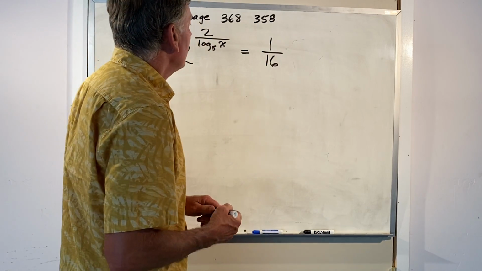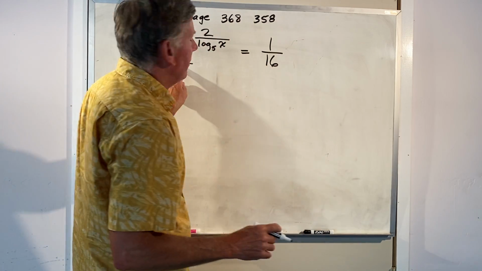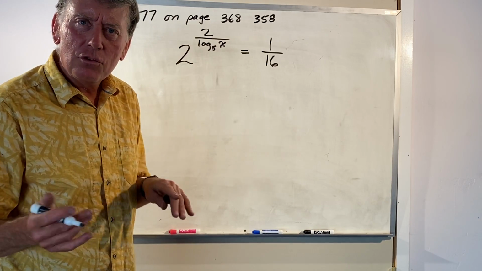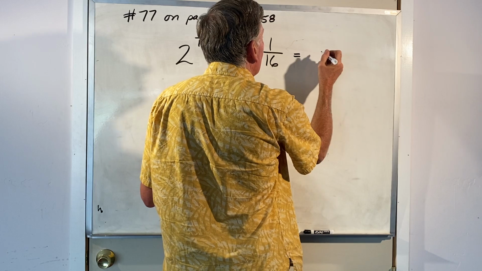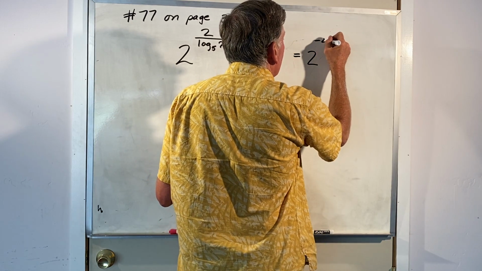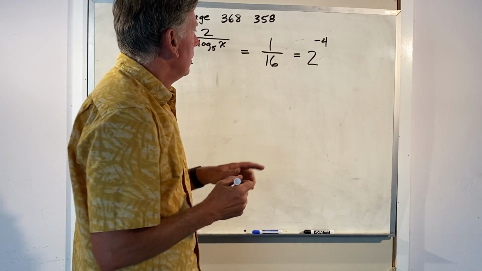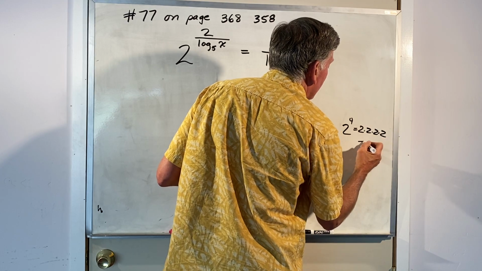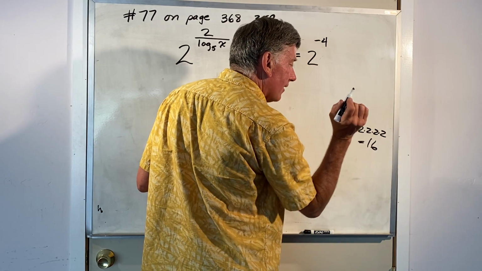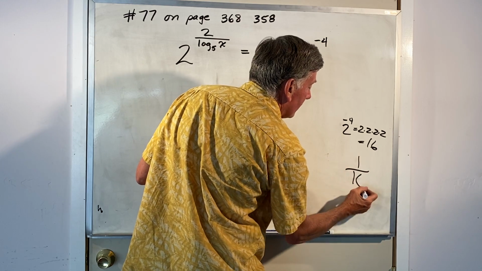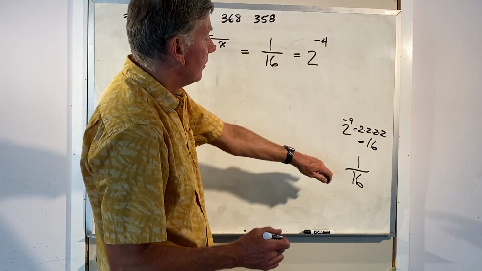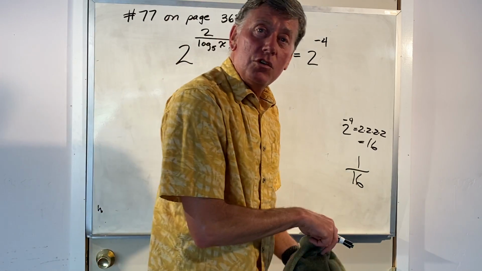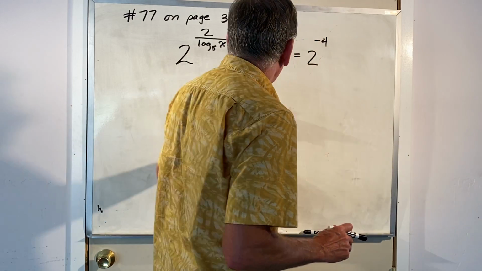What I'm going to do first is write 1/16. I noticed that I have 2 here, so I'm going to try to write everything in powers of 2 right off the bat. And 1/16 is equal to 2 to the minus 4 power. Remember, 2 to the 4th is 2 times 2 times 2 times 2, that's equal to 16. But if I put a minus sign in front, that throws it into the denominator. So 2 to the minus 4 is 1/16. Just a quick review of exponents.